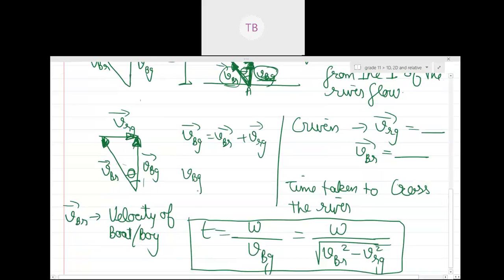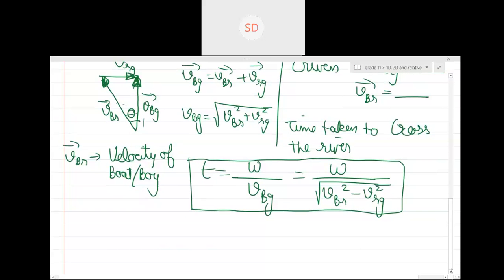So after that, just put the values and we will find the time. VBG is equal to the square root of VBR square minus VR square. After this we get time. Yes, that's it. The time will come out; finding time is the main thing.